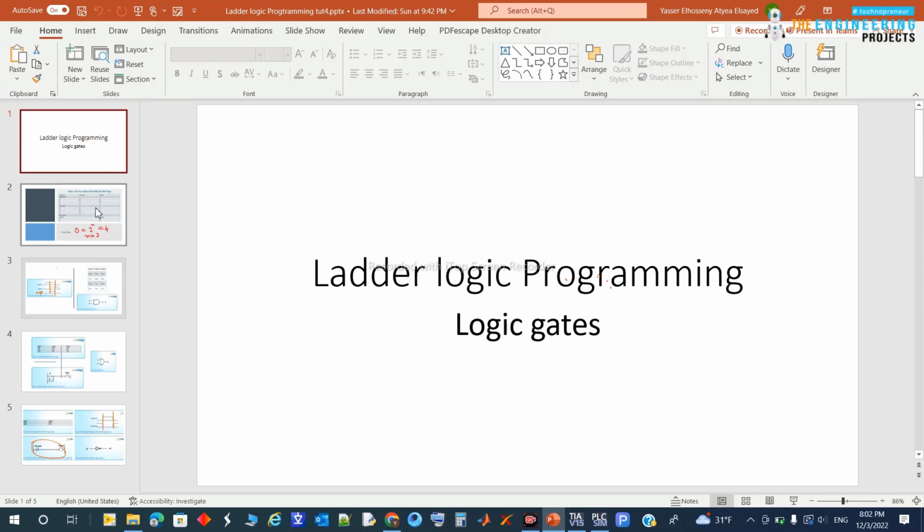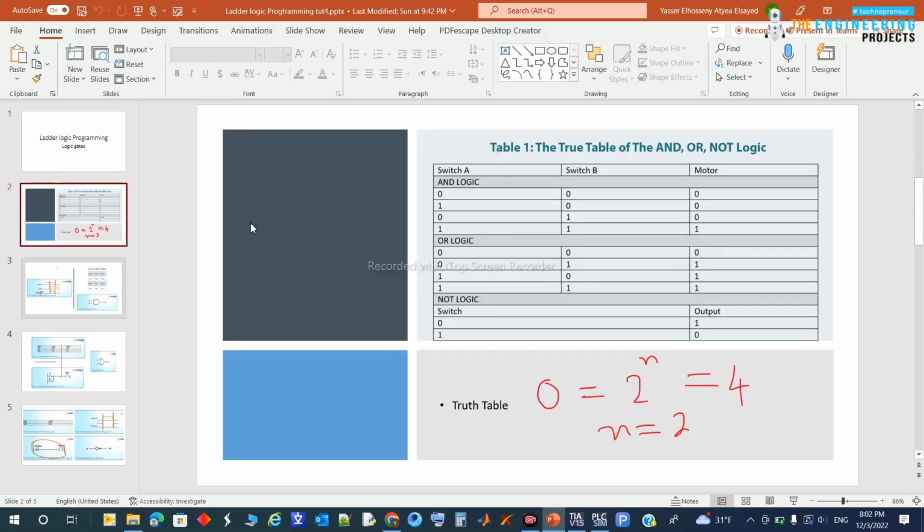Starting with the basic logic gates, you can see on the screen the truth table. The truth table shows the state of the inputs and the output. We assume here that a logic operation contains two inputs and one output. Inputs are such things as switches, push buttons, or sensors, and the output would be any actuator, like a motor, pump, valve, or light, to be on or off.